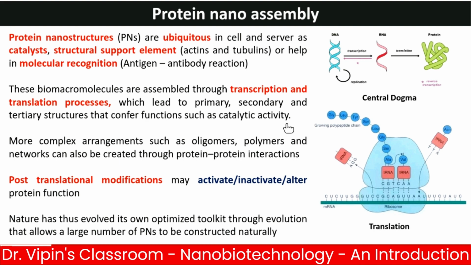The function is only present in the tertiary or quaternary structure of the protein. It is not present in the primary or secondary structure, where it is not completely folded. And then, of course, you can have post-translational modifications which may activate, inactivate, or alter protein function. Nature has thus evolved its own optimized toolkit through evolution that allows a large number of protein nanostructures to be constructed naturally. And now what we are doing is taking these designs into making artificial nanostructures that can be of help to us.